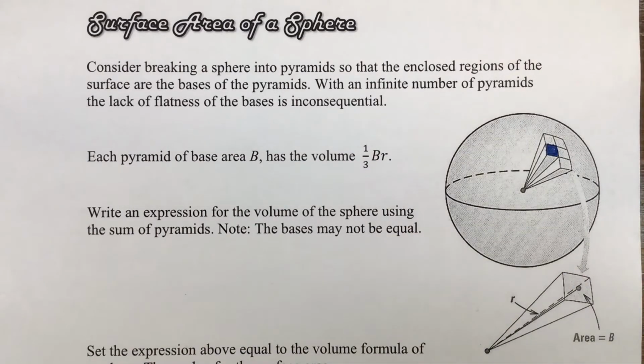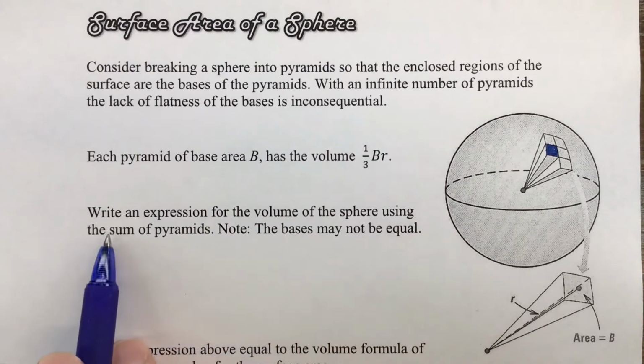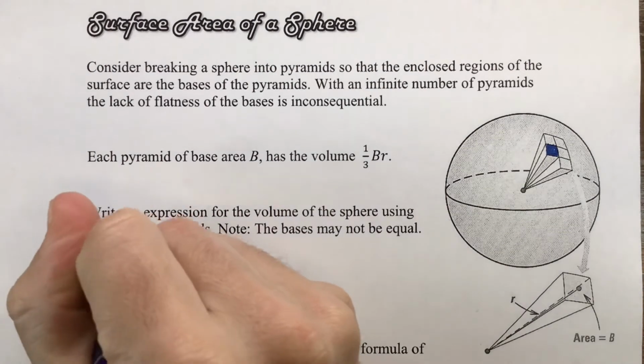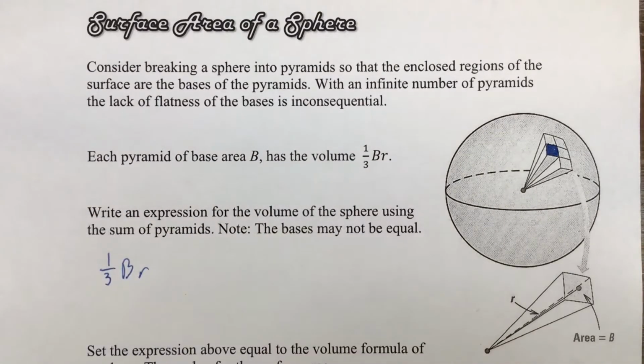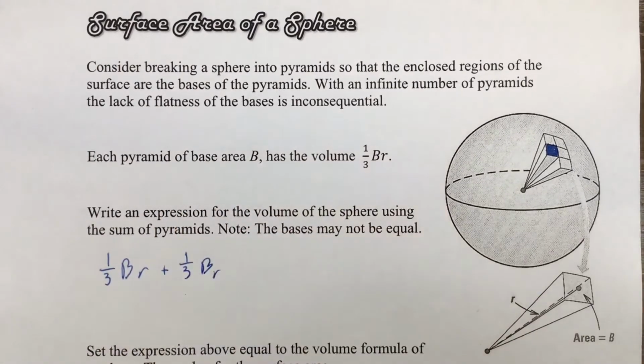All right, so what I'm going to do is write an expression for the volume of the sphere using the sum of the pyramids. So imagine this broken up into an infinite number of pyramids. Okay, now each pyramid has their own volume. So let's just say we're thinking about our very first pyramid. The volume of that would be 1/3 capital B times R. Okay, and then we have a second pyramid, which is 1/3 capital B times R.